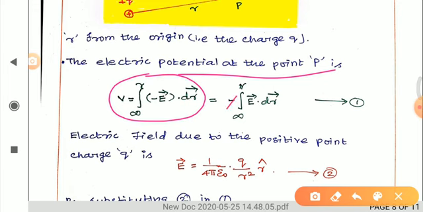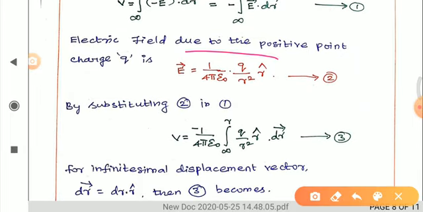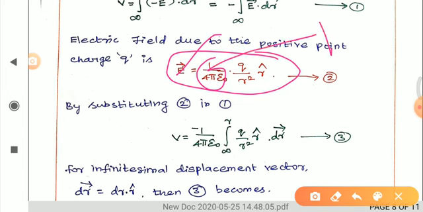Then, due to the positive charge or the point charge, what is the amount of electric field? Already we have discussed in the previous video, the electric field due to a point charge is given by E is equal to 1 by 4 pi epsilon naught into Q by R square. Otherwise, in vector form, we can write E vector is equal to 1 by 4 pi epsilon naught into Q divided by R square into R cap. Otherwise, we can use K for 1 by 4 pi epsilon naught. Okay, it is also correct.